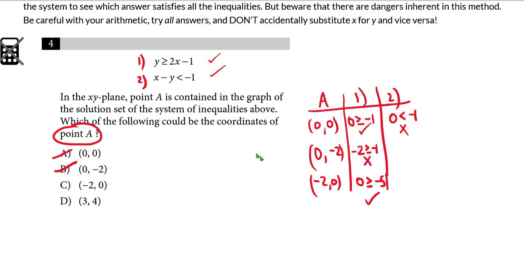When negative 2, 0 goes into the second inequality, I have negative 2, which is my x, minus 0, which is my y, x minus y is less than negative 1, and I get negative 2 is less than negative 1. That is indeed true, which means that answer choice C must be the coordinates of point A, as the coordinates in point C satisfy both of the inequalities in the system. That is how we might use NITAS on a system of linear inequalities.